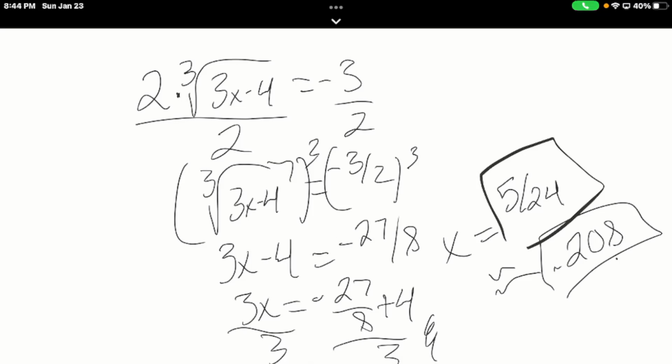Okay, so the important part is you can either cube both sides first, but you'll need to cube that 2, or you can divide by 2 first, and then cube both sides. Okay, so 2 ways you can do that. I would prefer dividing by 2 first.